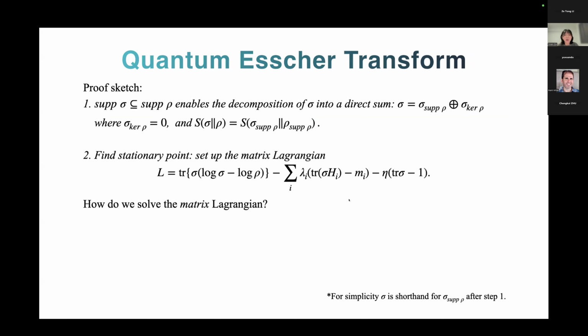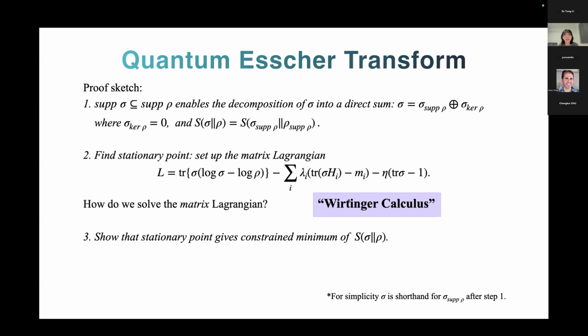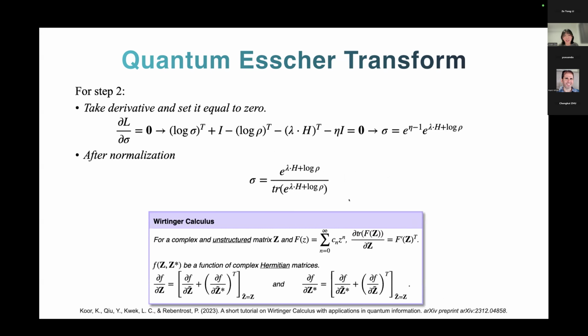And because here the quantum state is a complex matrix, it's not so straightforward to solve it. Then how do we solve this matrix Lagrangian? Here we use the rectangular calculus method. And finally, we can solve the stationary points, which are the optimal points, satisfying the given constraint minimal validity entropy.